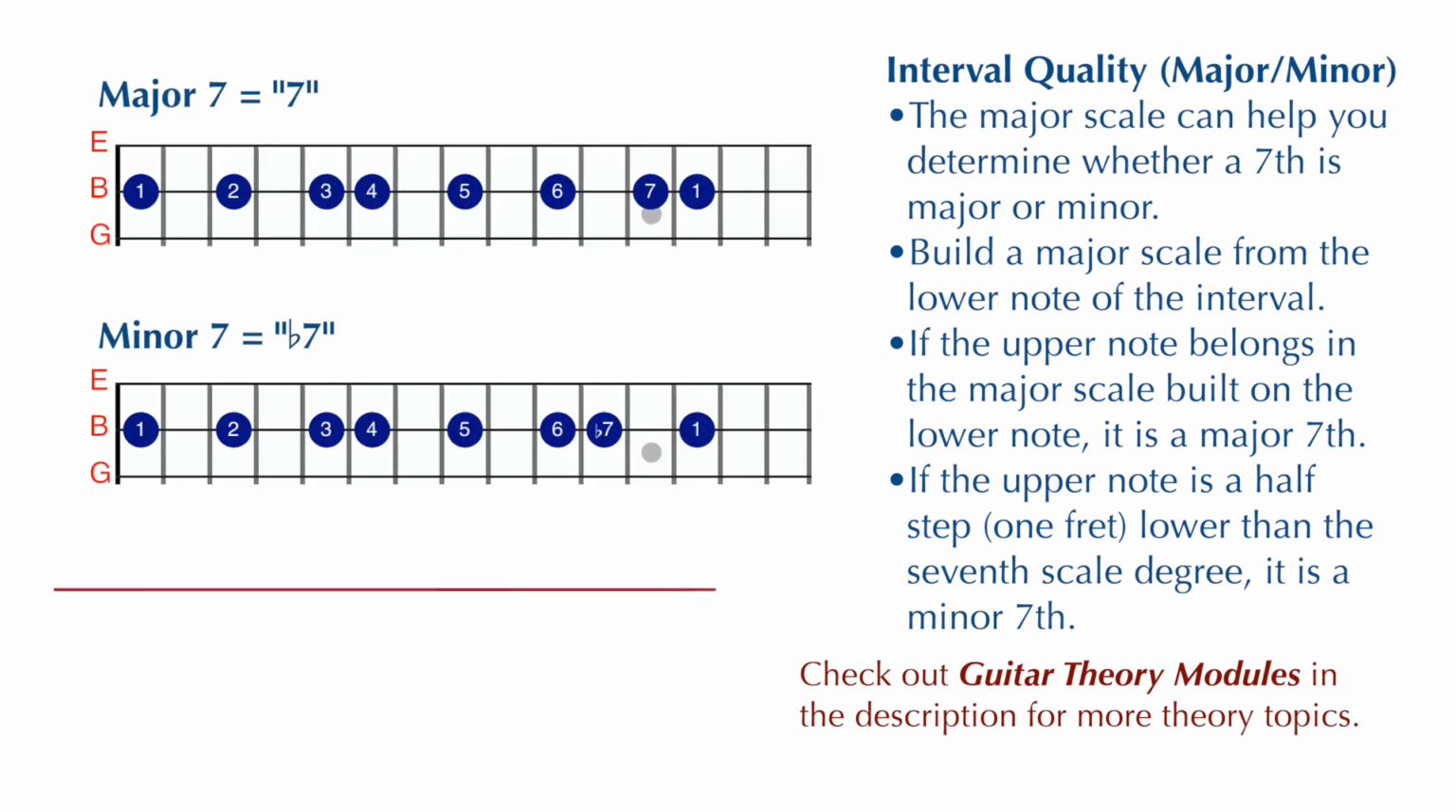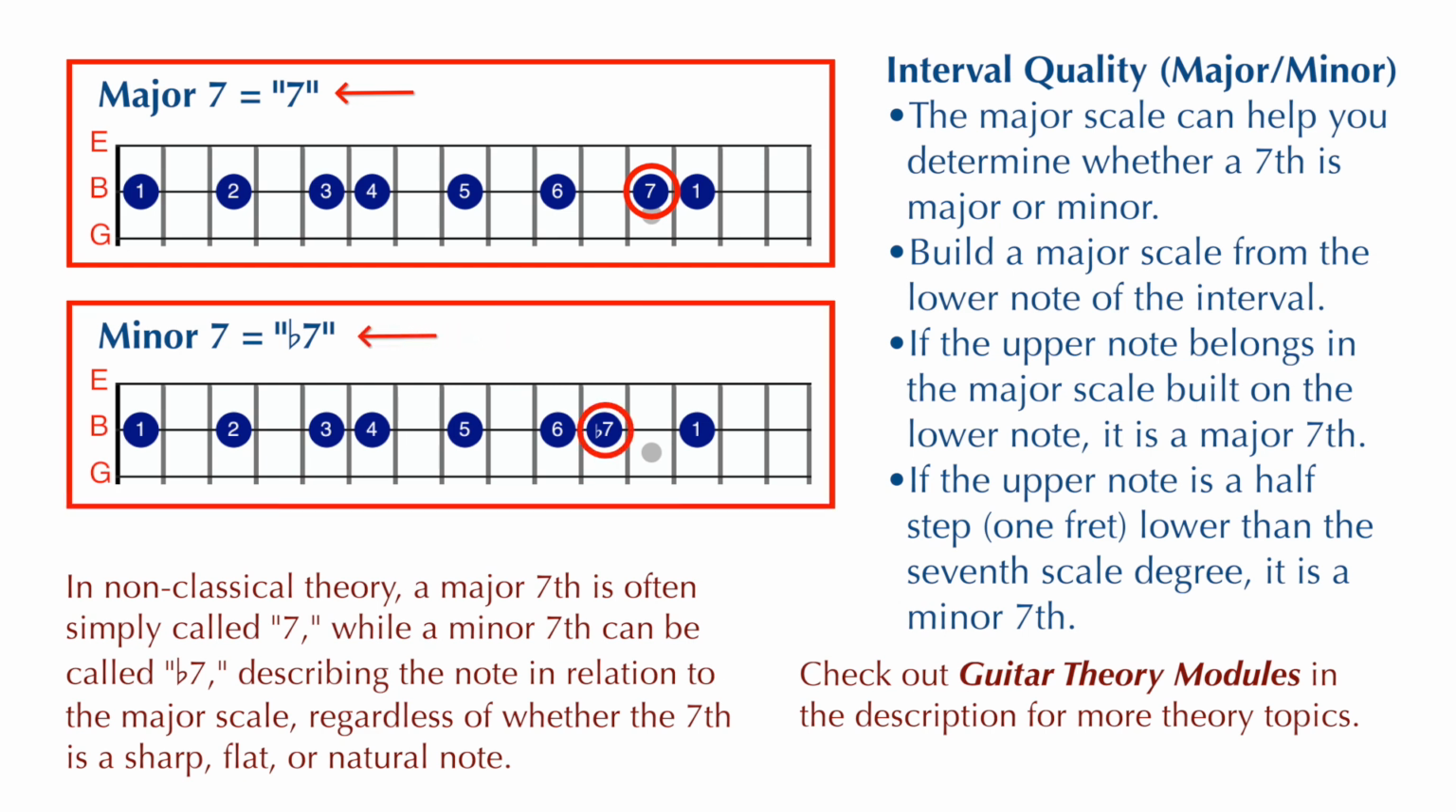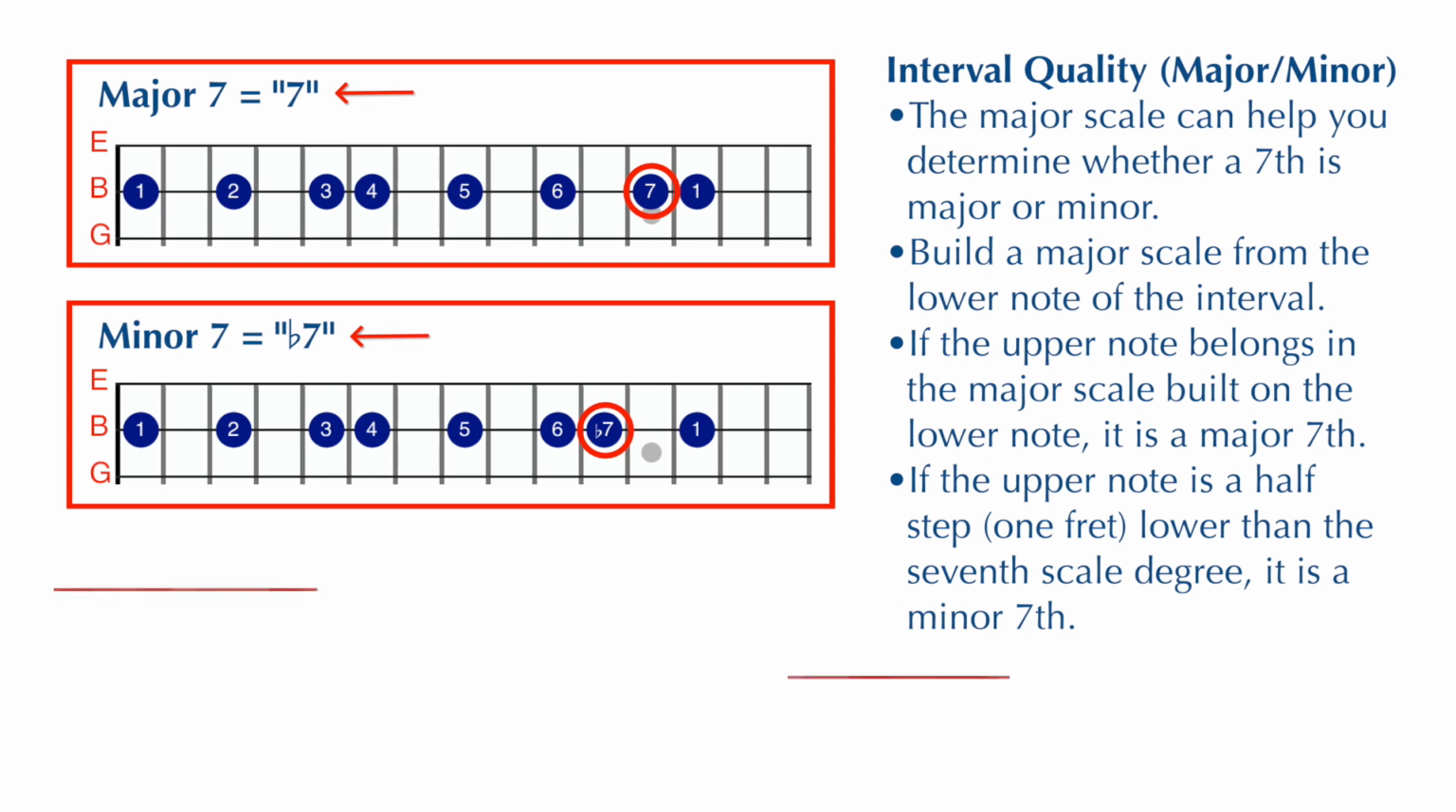And a note about terminology. In non-classical music, the major seventh is often referred to as just 7, and a minor seventh can be called flat 7. And this has nothing to do with whether that seventh is a flat, sharp, or natural note. It just describes it in relation to the major scale. That being said, I'm going to use the terms major and minor seventh in this lesson.